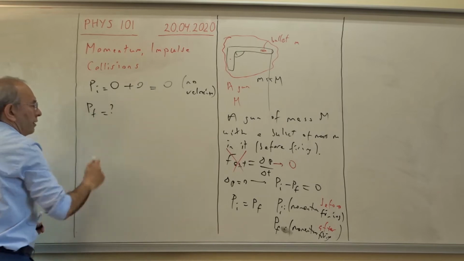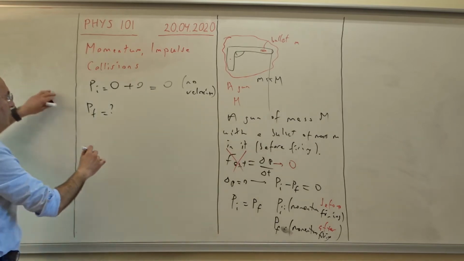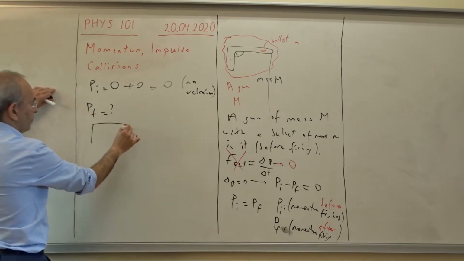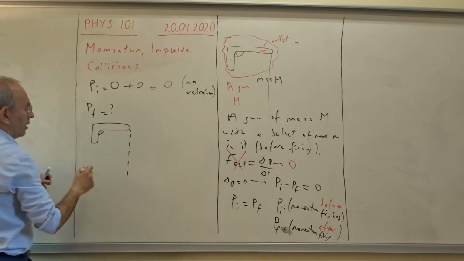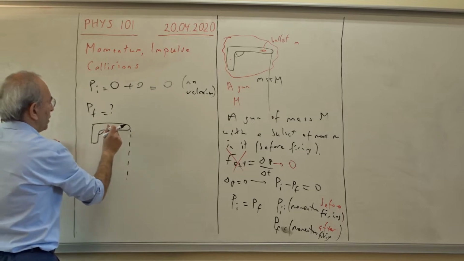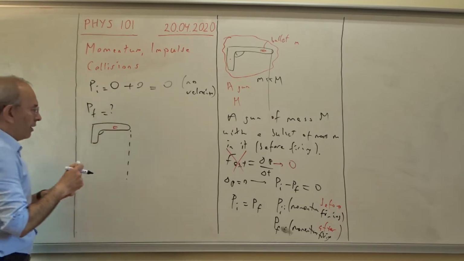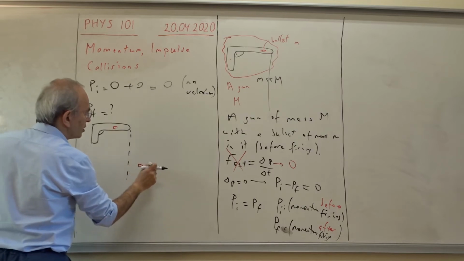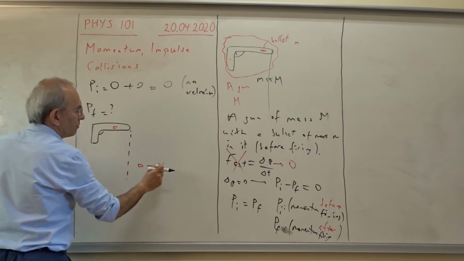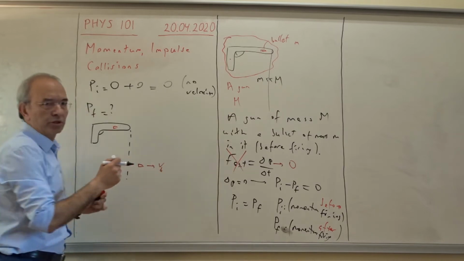P final is what? Now consider this in two successive figures. This is the beginning, before, and here is the bullet at rest. And then after firing, what happens? This bullet is now moving with some velocity. Let me call it V_B, V bullet.